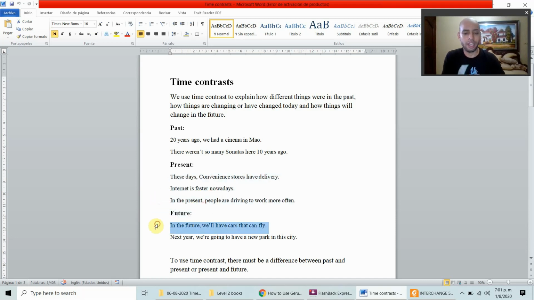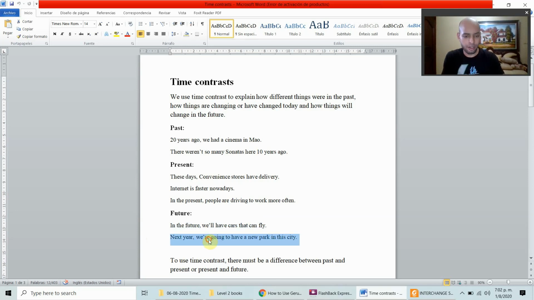Now with the future. In the future, we'll have cars that can fly. Now, right now, do we have cars that can fly? And the short answer is, well, yes, we do. There are prototypes, but the common person cannot buy a flying car. But in the future, in this statement, we see that we will have cars that can fly. We cannot buy them now, but in the future we'll be able to buy them.